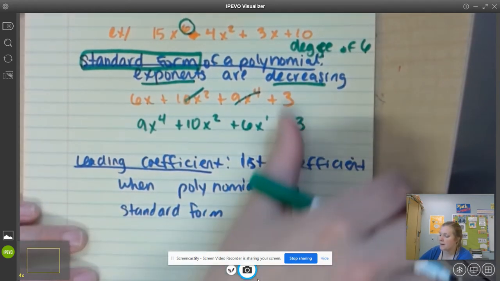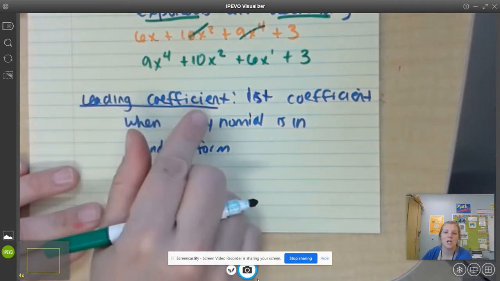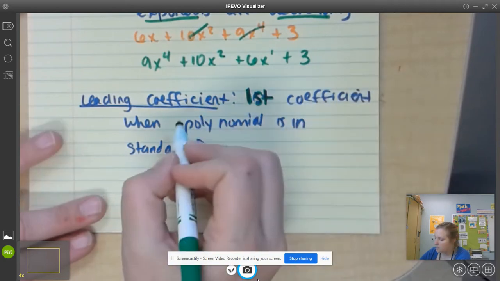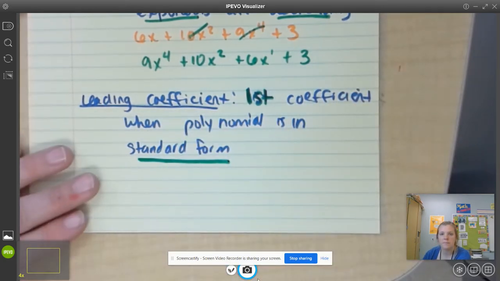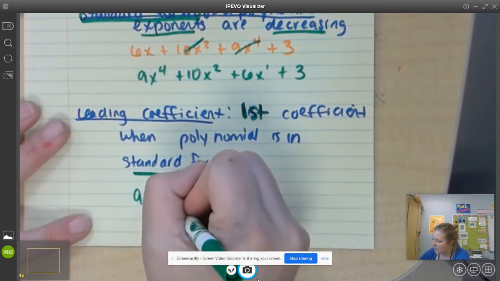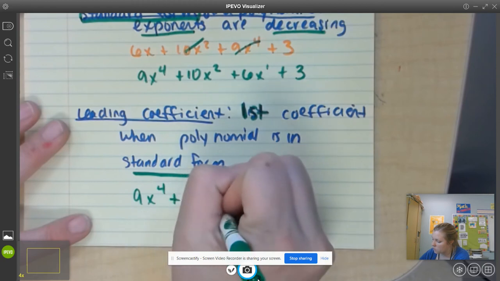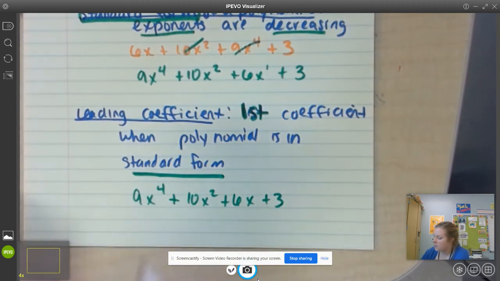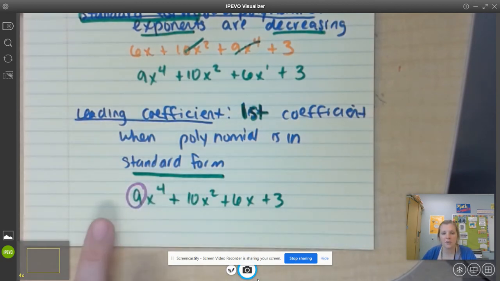The last important fact about polynomials is to be able to find the leading coefficient. And the leading coefficient is the first coefficient when a polynomial is in standard form. So if I look at this last example, when I write it in standard form, 9x to the 4th plus 10x squared plus 6x plus 3, the leading coefficient for this is 9. It's 9 because that's the first coefficient out of the whole thing. So the leading coefficient for that polynomial is 9 because it's written in standard form and it's the first coefficient.